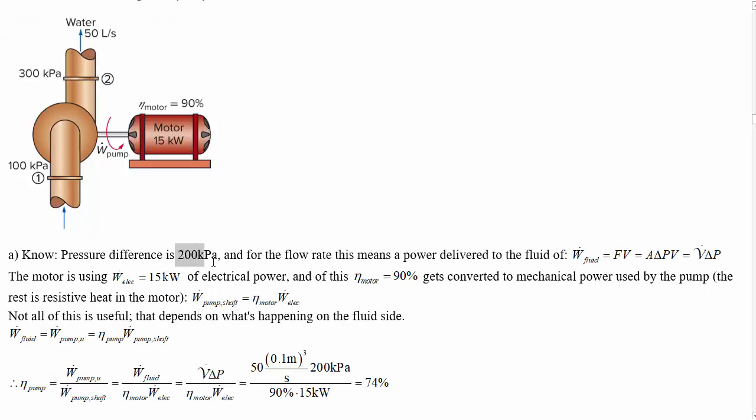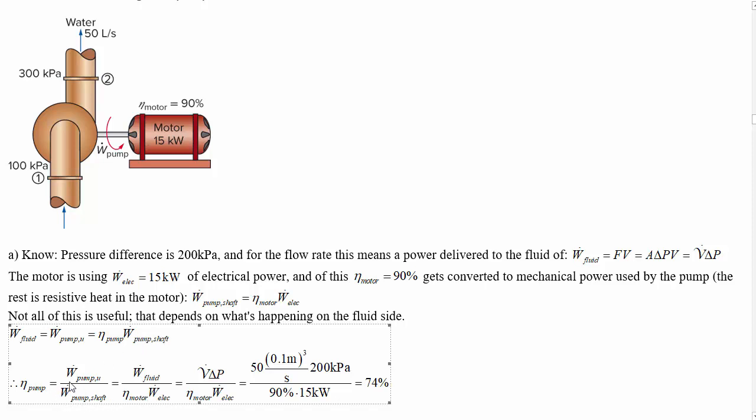So the 200 kilopascal pressure difference and the flow rate given, 50 liters a second, tells you the power delivered to the fluid, really the useful power delivered to the fluid, of rate of work done on the fluid is volumetric flow rate times delta P. The motor is using 15 kilowatts of electrical power with this efficiency getting converted by the pump. That tells you how much work is done on the shaft. So the net work going into the fluid is the useful work done by the pump, which is the efficiency of the pump that we don't know, times the rate of work done on the pump by the shaft.